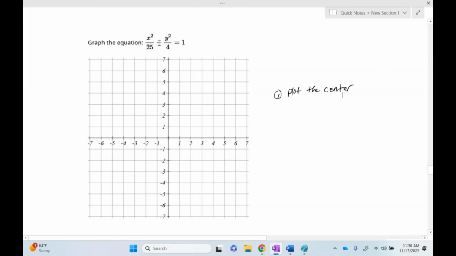Notice that this is centered at the origin, right? Because I don't have any constants attached to the x or y variable. So this is centered at the origin, 0, comma 0. I'm just going to plot that point, 0, comma 0. The next thing you want to do is determine the model form. What I mean by that is you want to determine if this has a horizontal or vertical axis.